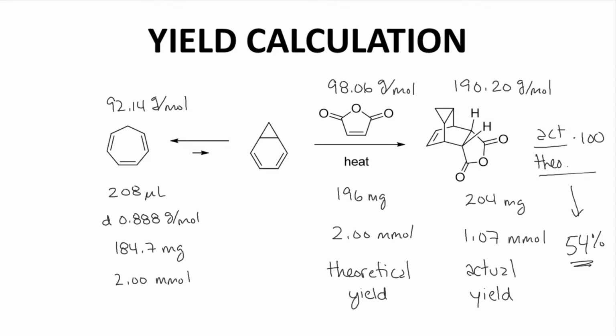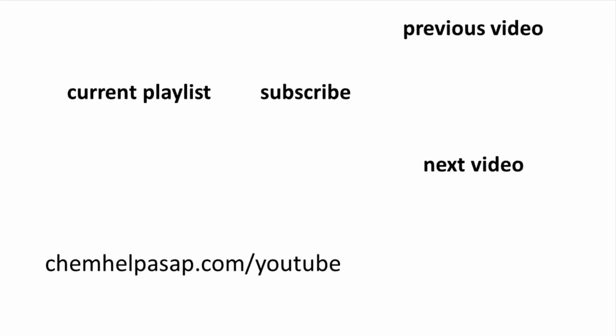Furthermore, the product looks very clean based on the NMR, TLC, and melting point data. I hope you enjoyed seeing this example of a Diels-Alder reaction with a fluxional molecule, cycloheptatriene, as the diene.